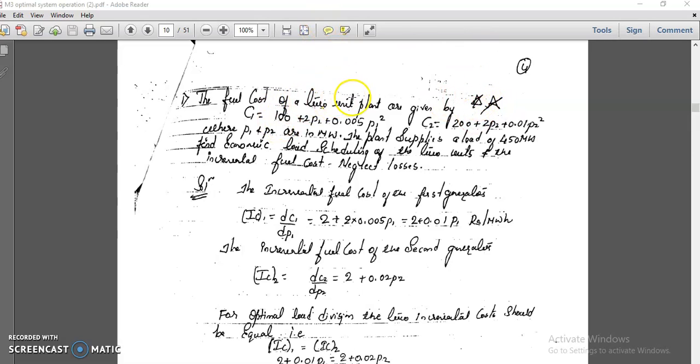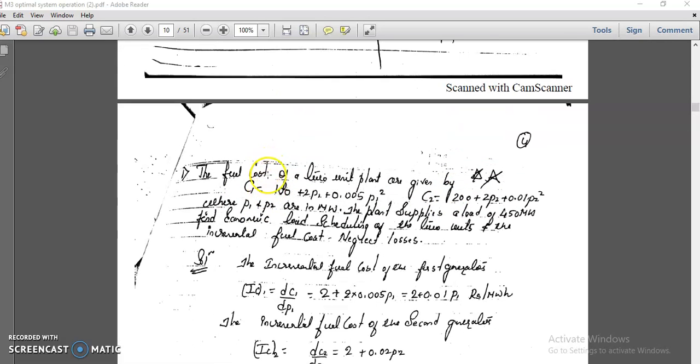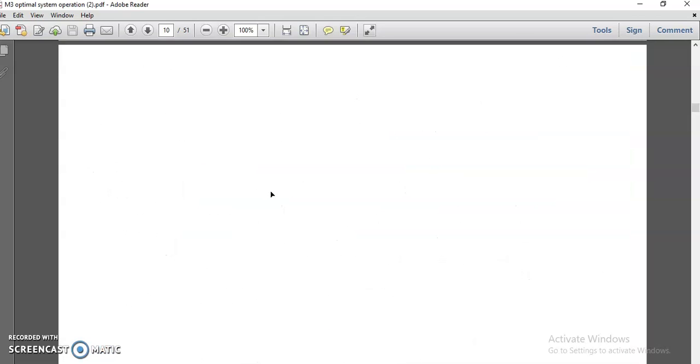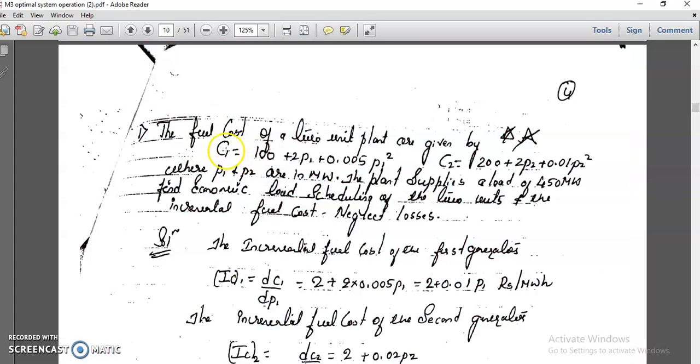See, the fuel cost of two plants. This is lecture 4. Previously I went through the derivation, and all the remaining introduction we have gone through. The fuel cost of two plants, they have specified C1 and C2. Two plants are given, and this is the cost function. In the previous class I told how this cost function can be written. This is the fuel cost, in rupees per hour.